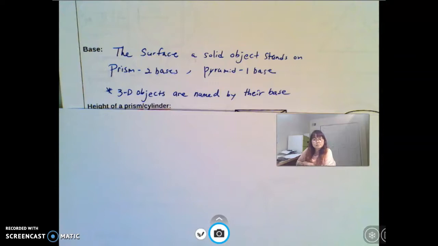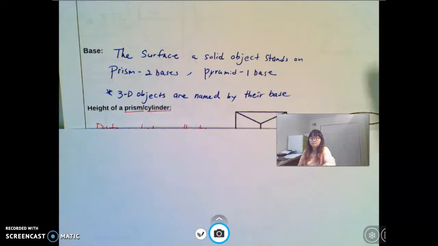In a pyramid there's only one bottom, which is one base, but with a prism, you have to look for the two congruent sides. They are the bases. And 3D objects are named by their base. So base is pretty important. Let's say I have this box. What would be the name of it? Because the base is a rectangle, it would be a rectangular prism.